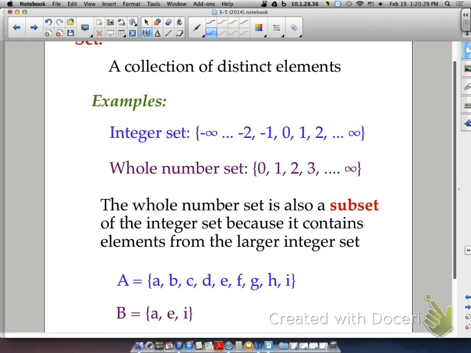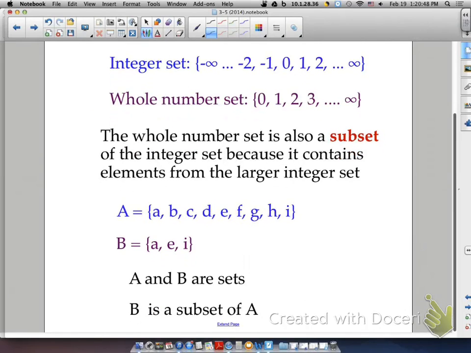Now, if I had a set A, with A, B, C, D, E, F, G, H, I as its elements, and I had set B with A, E, I as its elements, then set B would be a subset of set A, right? Okay. Good.